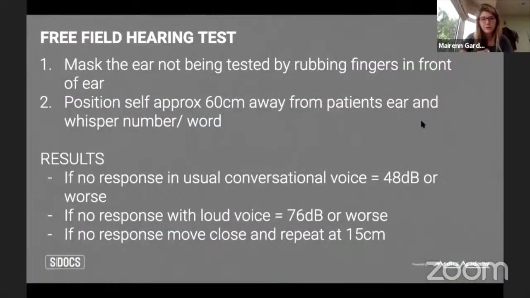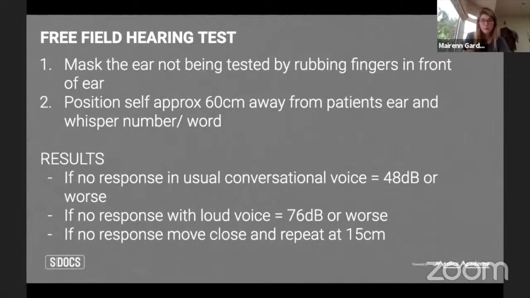And then you'd go on to do free field hearing. Free field hearing is quite crude, but good to do. The way you do it is you would mask the ear that is not being tested by rubbing the fingers in front of the ear. So you kind of go like this to create a masking sound in front of the ear that you're not testing. You would position yourself 60 centimeters away from the patient's ear and whisper a number or word that you've pre-agreed with into their ear. So you would stand this side of the patient while doing this in the other ear.